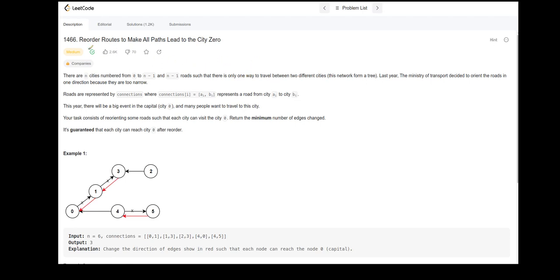Hi, this is a LeetCode question. Reorder routes to make all paths lead to the city 0. In this example, the answer is 3, and that's because we have to change the direction of 3 connections. After doing that, all the cities can reach the capital city 0.